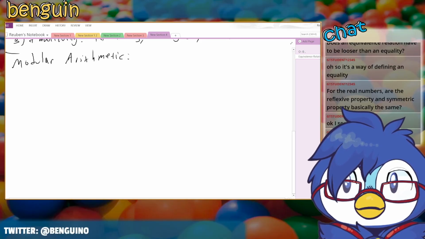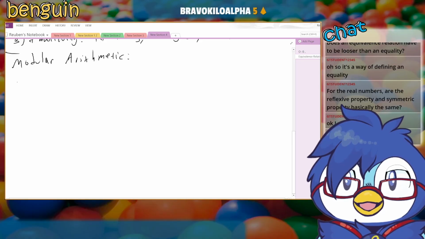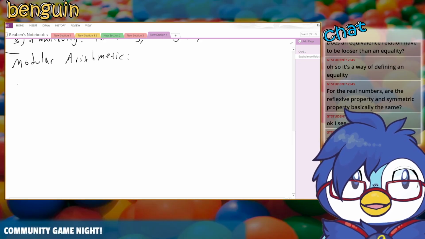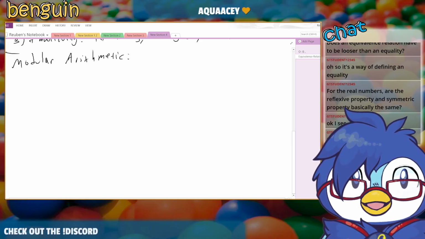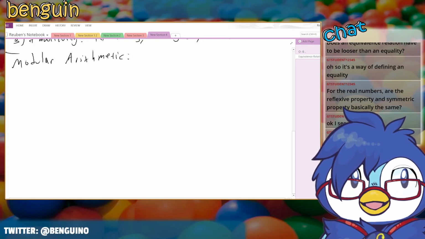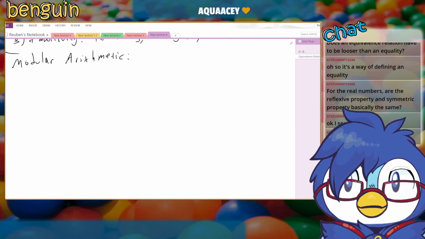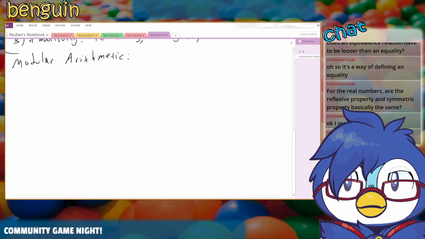Modular arithmetic is really cool. I swear, it's like magic sometimes. Even though numbers are different from one another, in certain scenarios you can treat them as all the same number. Okay, so let's try to define it.